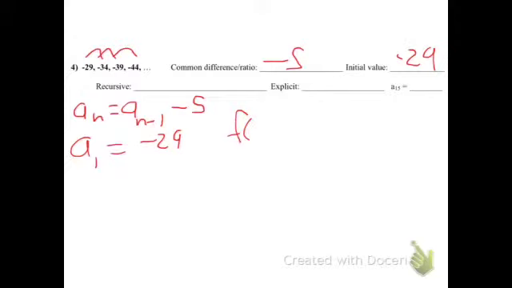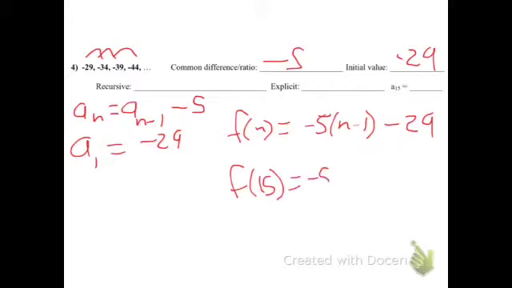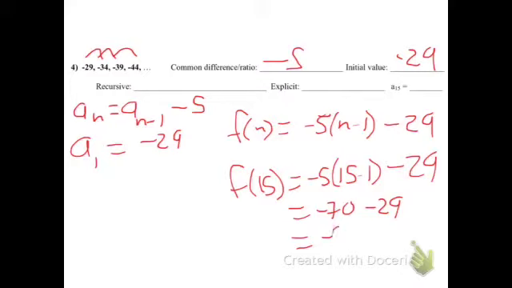The explicit function, again, very, very similar to the last one, except you got negative 5 and negative 29 for your numbers. And so that's going to be the explicit one. To get the 15th term, you plug in 15. You got to do negative 5 times 14, which is going to be negative 70. And you got to subtract the 29, which is going to give you negative 99 for your 15th term.